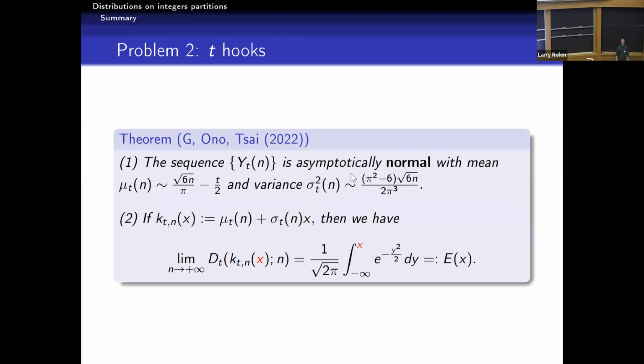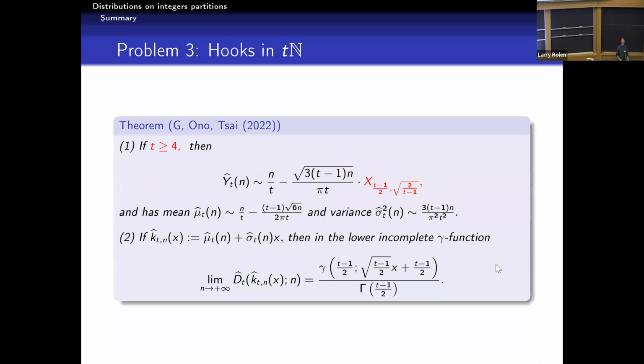And then we have for these parts where we're counting the t's that show up in the hook lengths, that comes out to be this very nice normal distribution. And then in this case where we're looking at the hook lengths that are divisible by t, we end up getting this shifted gamma distribution. It comes out just like this. And again, with explicit means and variances that show up.